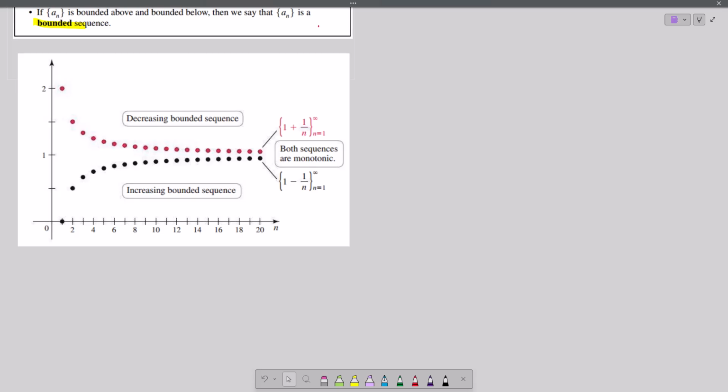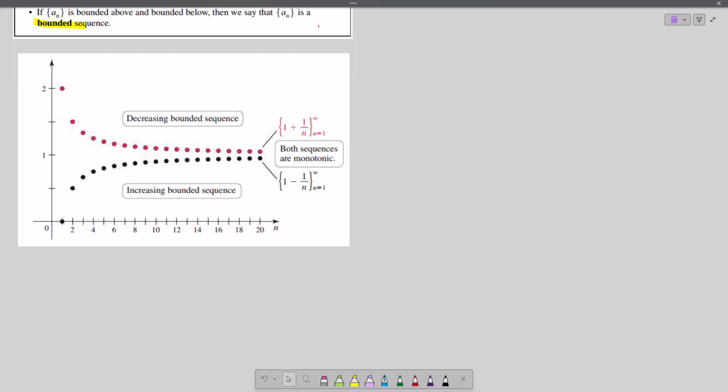And the answer is yes, it's bounded below. It's never going to go below a certain value, and that value happens to be 1. If you look at the limit of the sequence, as n goes to infinity, 1 plus 1 over n goes to 1. This value is always bigger than 1, but it's never equal to 1, so 1 would act as a lower bound.